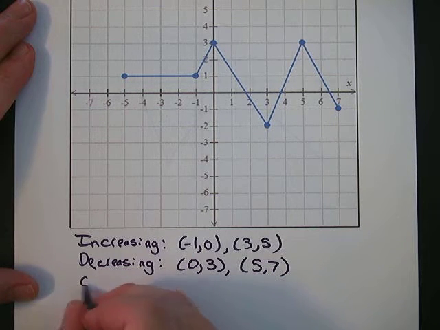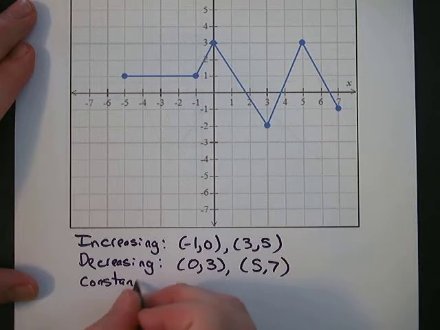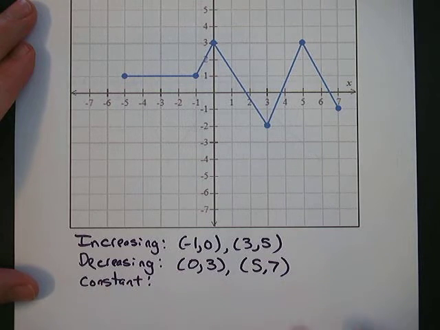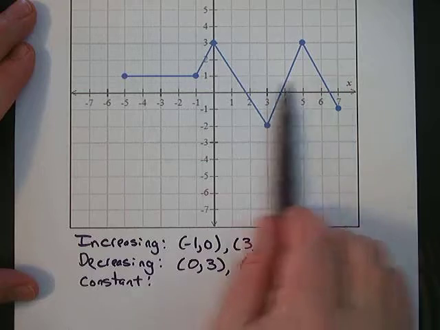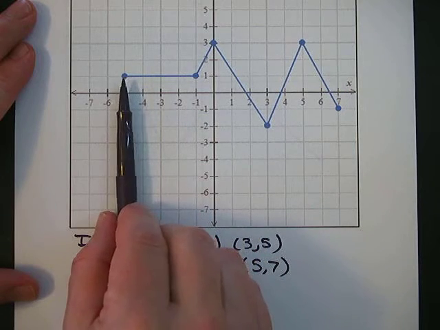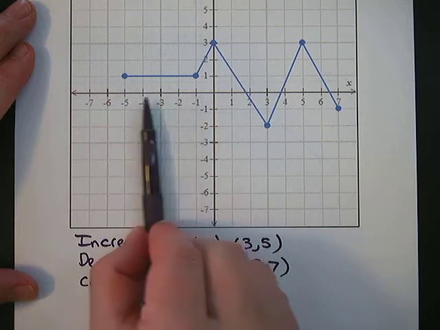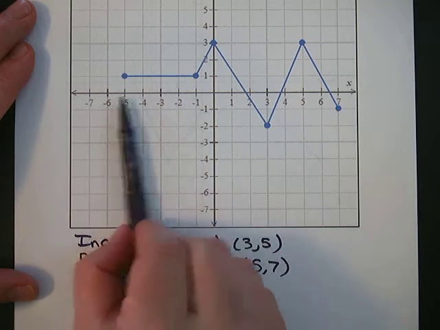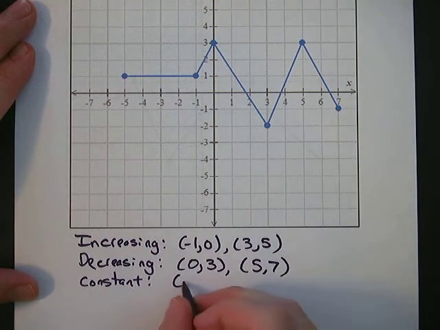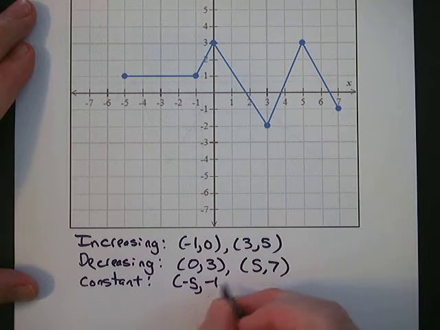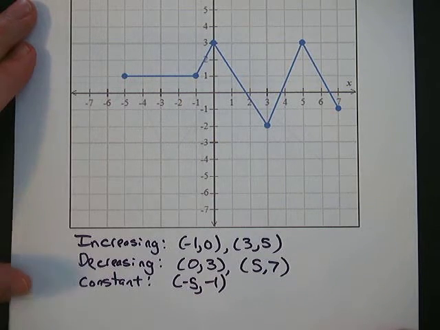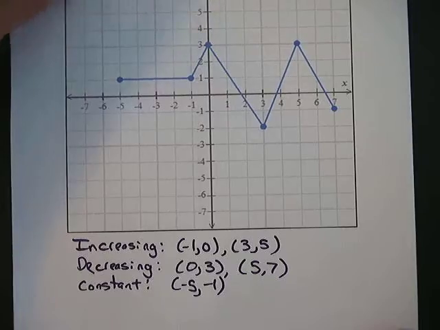And finally, constant. Where is the graph constant? Where is it flat? It looks like the only place that it's flat as I move left to right is right here at the beginning. So from -5 on the x-axis to -1 on the x-axis, this is flat. It's constant. So -5 to -1.